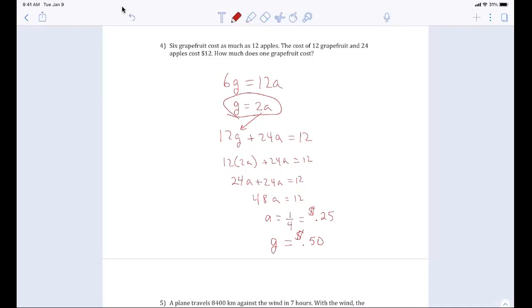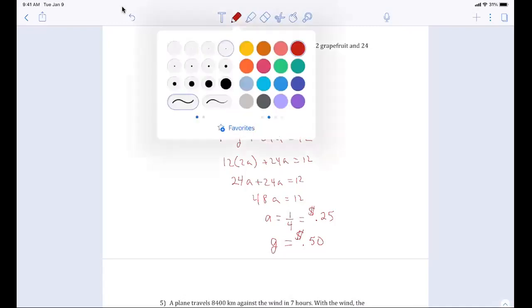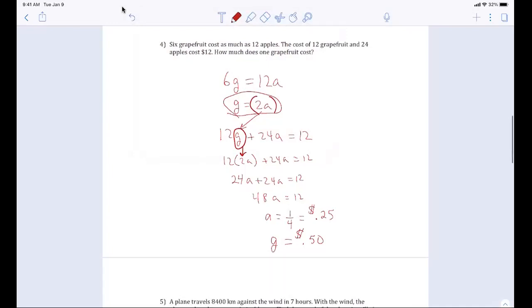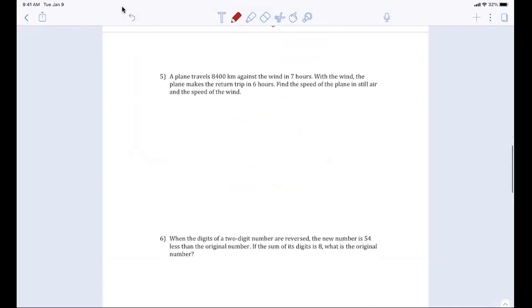Substitute G right here. This G is 2A. G becomes 2A. Okay, yeah, makes sense. Here we go.